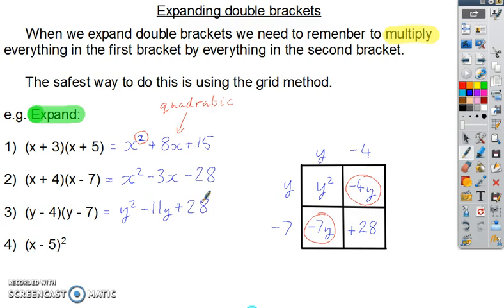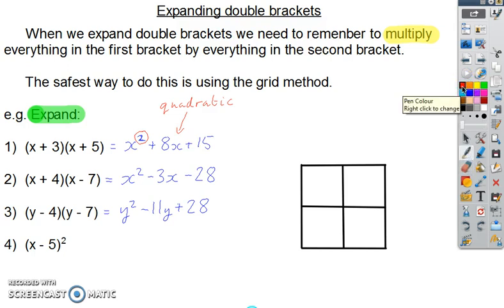Right, question 4 now. This one's a little bit more interesting because we need to work out what x minus 5 squared means in the first place. If we square something, we multiply it by itself. So we can say that x minus 5 squared is x minus 5 multiplied by x minus 5. Quite easy when you know how. If we're squaring anything in brackets, we've got to write those brackets next to each other first.